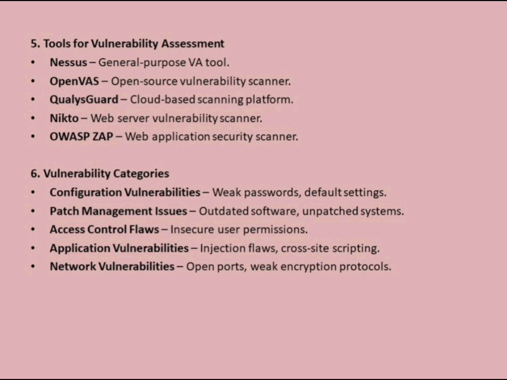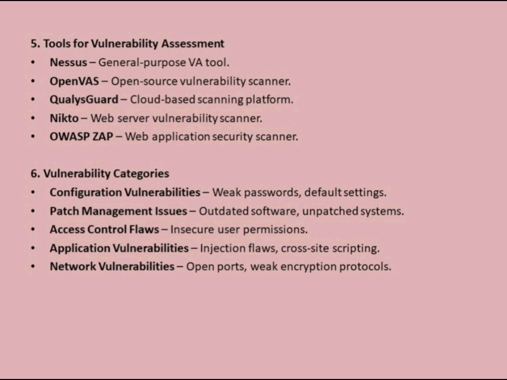Patch management issues. When software is not updated regularly, attackers can exploit old flaws. Example: a hospital still using Windows 7 without updates may be attacked using the WannaCry ransomware exploit. Access control flaws. These happen when users are given more permissions than necessary. Example: a normal employee account having admin access to sensitive files increases the risk if the account is hacked.